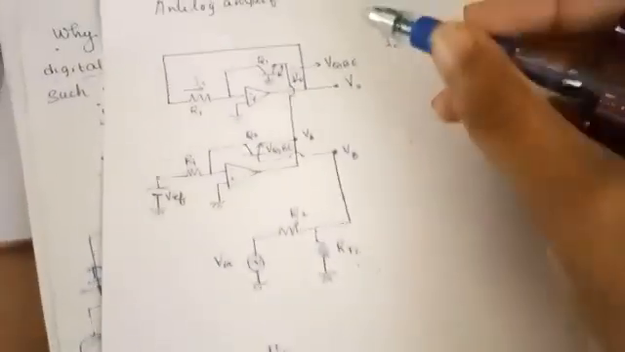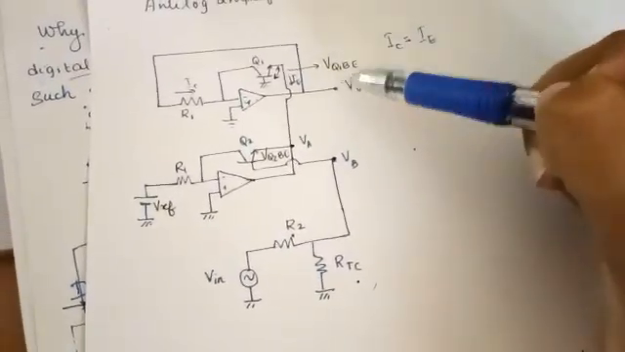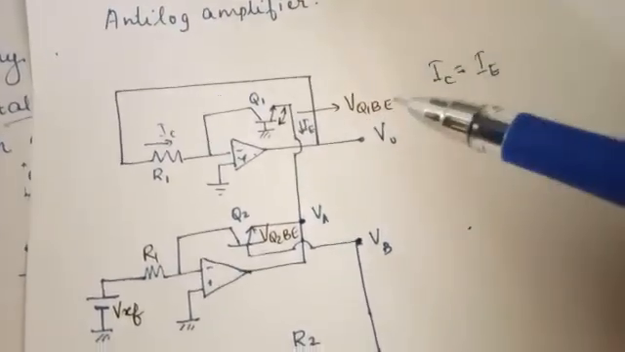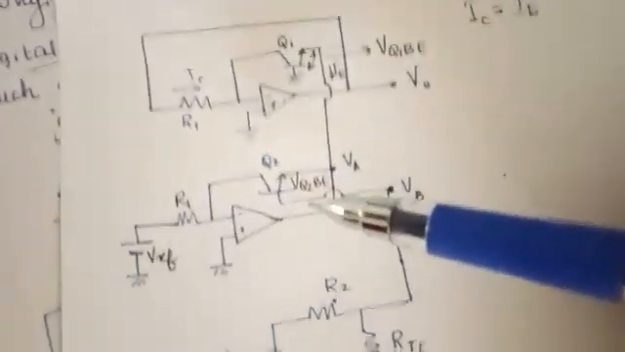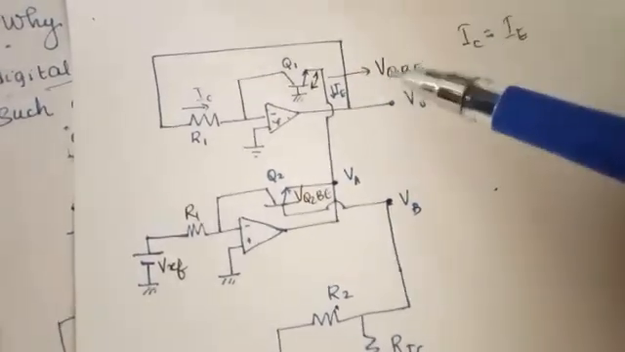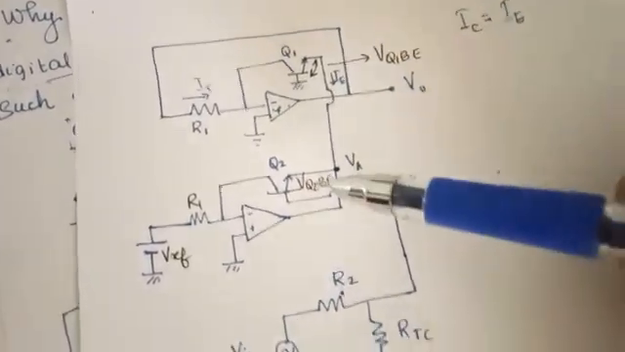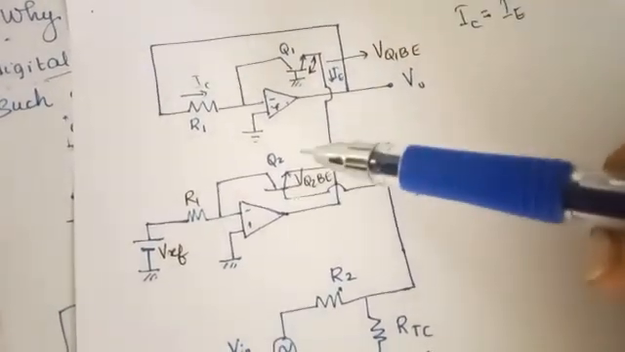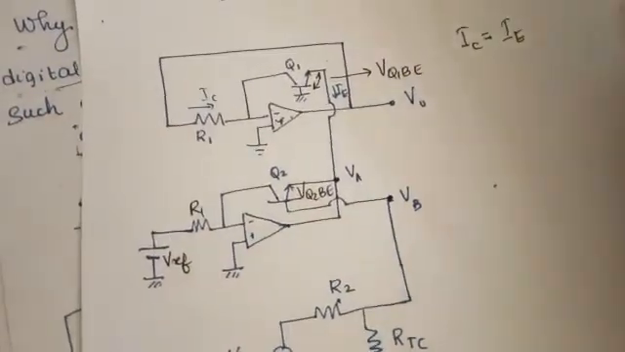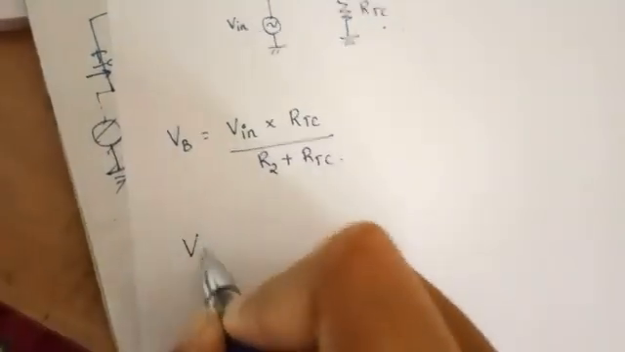Now we have to write VQ1BE. So you must be wondering, what is VQ1BE? Q1 is the first transistor and Q2 is the second transistor. So VQ1BE is the base emitter voltage of the first transistor, and VQ2BE is the base emitter voltage of the second transistor. So we are going to write about VQ1BE. What is VQ1BE?